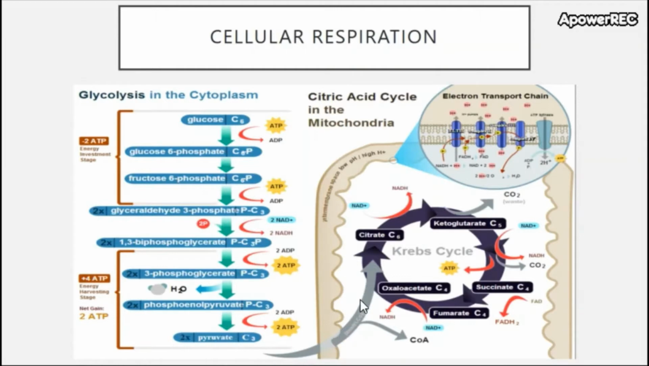Pyruvate becomes oxidized to make acetyl-CoA. And in this process, we gain some more ATP and another molecule called GTP, which is an analog of ATP. But what we're really doing here is we're making a bunch of these electron carriers, NADH and FADH2. And that we'll see is very useful in the electron transport chain.